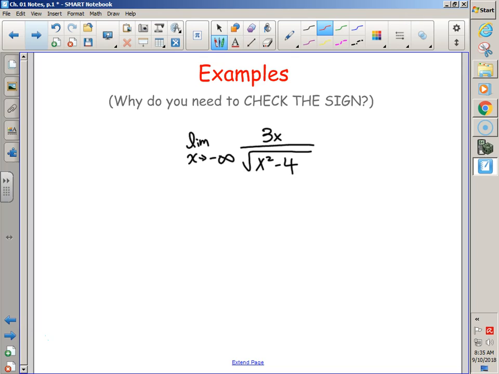I kept on telling you to check the sign. Here's a reason why you have to check the sign. I'm going to give you a second to write down the example. And as you're writing it down, I want you to be thinking top wins, bottom wins, or tie.